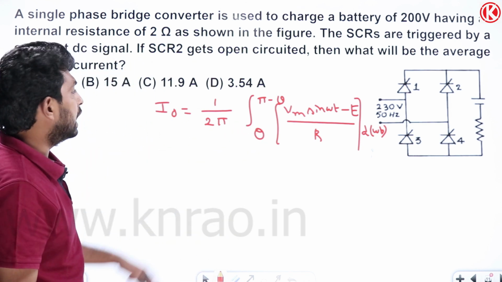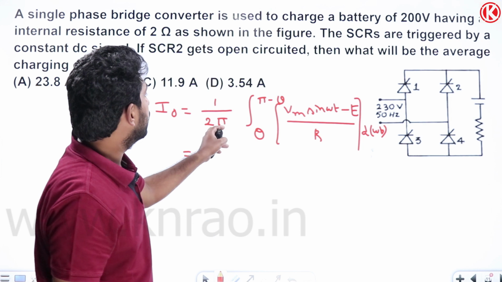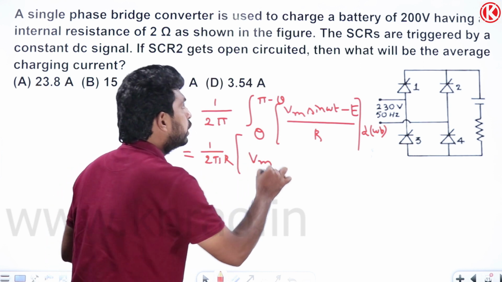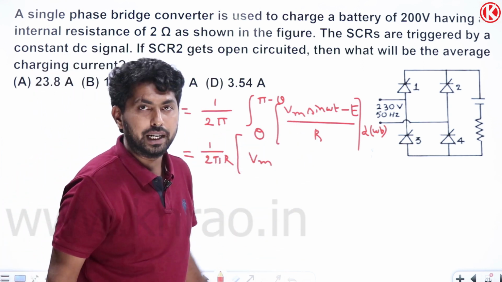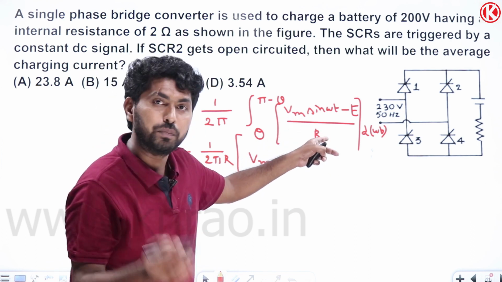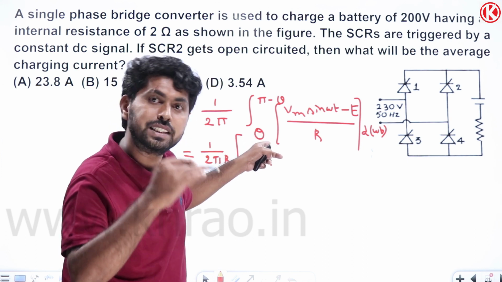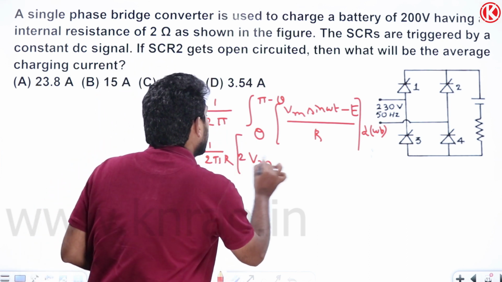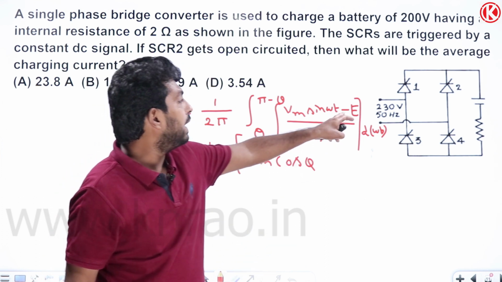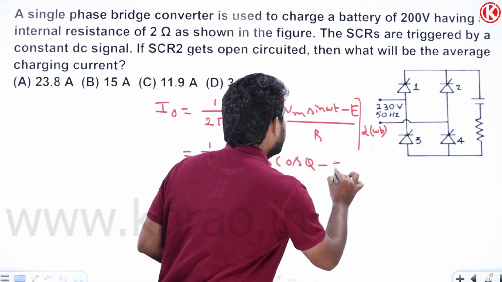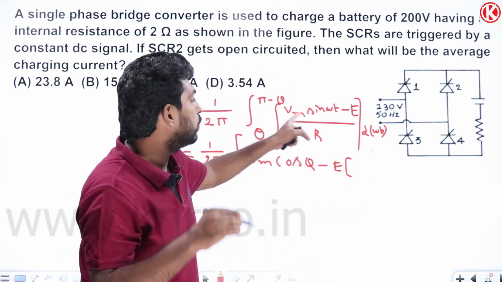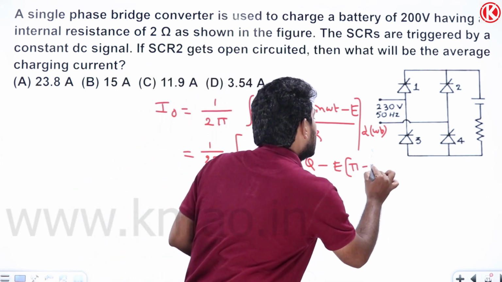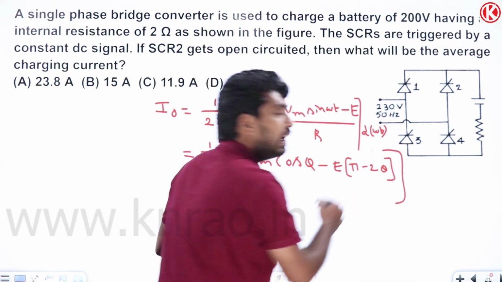So that will be the expression. Let me derive this expression. It will be 1 by 2 pi R into Vm into sin omega t. The integration of sin omega t is minus cos omega t, and we substitute the limits theta and pi minus theta. Cos of pi minus theta minus of minus cos theta will be 2 cos theta. So it will be 2 Vm cos theta, and minus E into d omega t. So minus E into omega t, with pi minus theta as the upper limit and theta as the lower limit, which will be pi minus 2 theta.